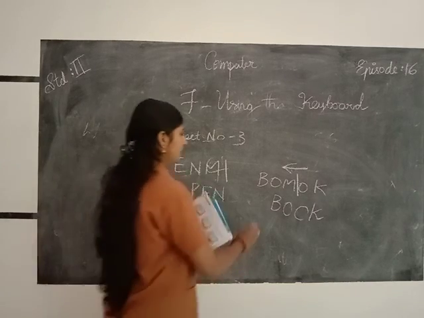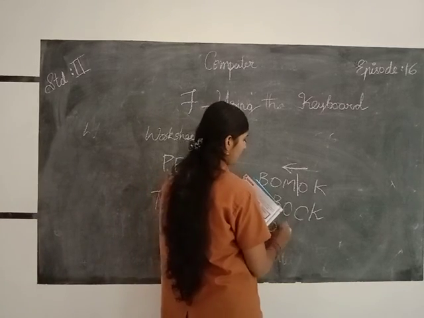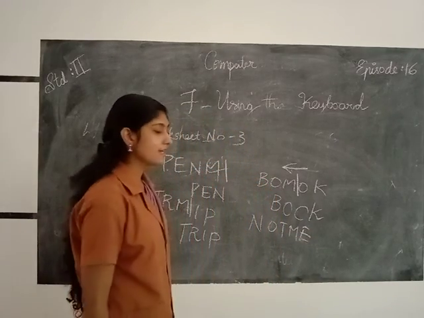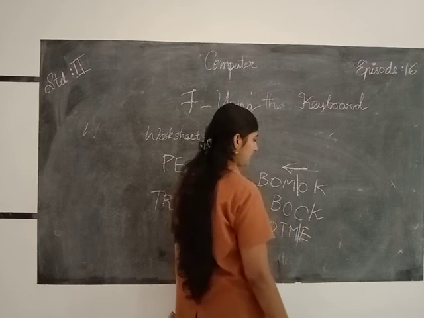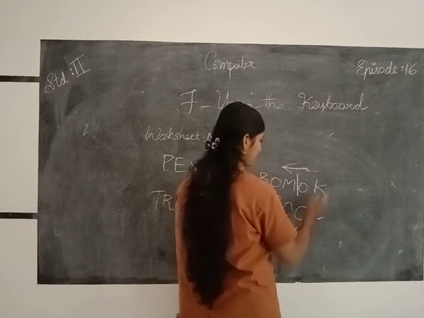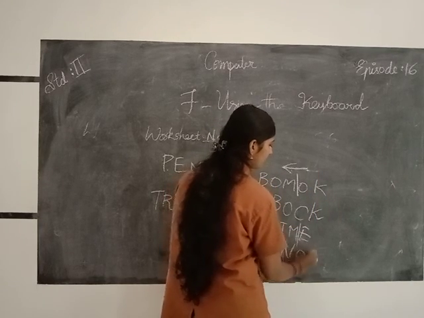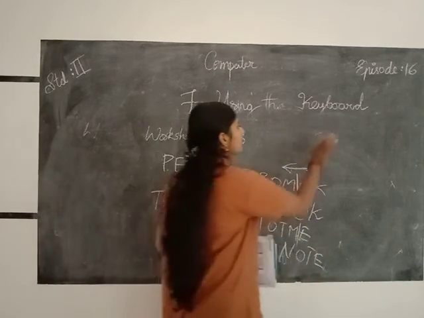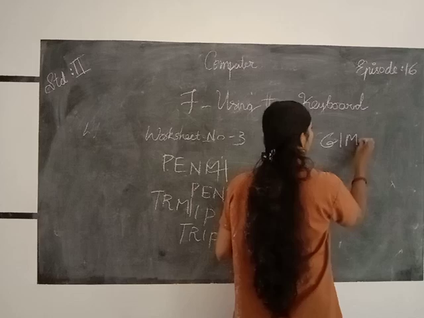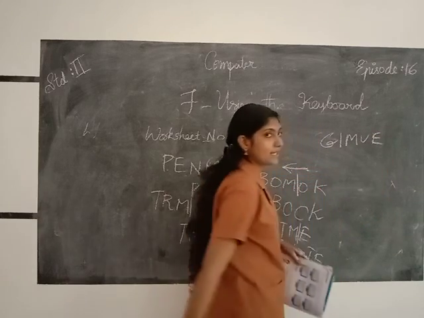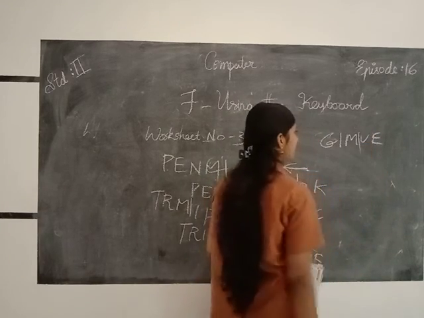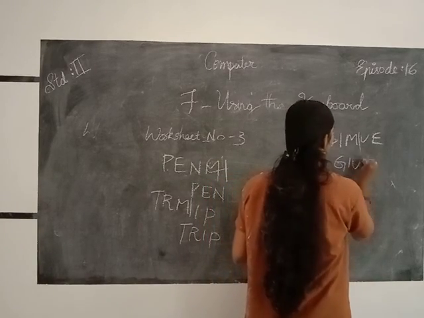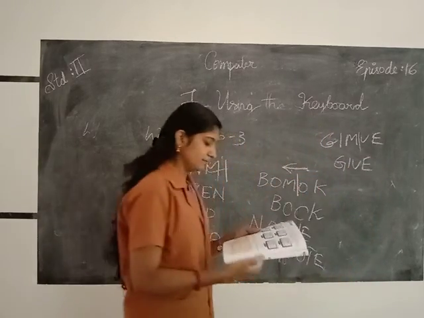Then next, NOTME. Same as the above. Just place the cursor to the right side of the letter M and then press the backspace key, and the word is NOTE. Then the next and final word is GIMVE. Place the cursor to the right side of the letter M and then press the backspace key. So GIVE is the correct word here.